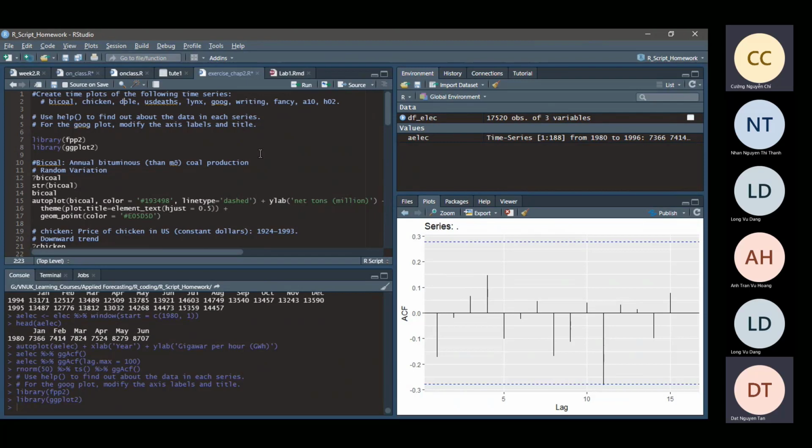Create the time plot for the following time series: corn, chicken, gold, US, Google, and so on. Okay, whatever. Now, first of all, you have to find out about the data, and then for the Google plot, modify the y-axis. Okay, go ahead. Very easy. First of all, create some kind of plot.